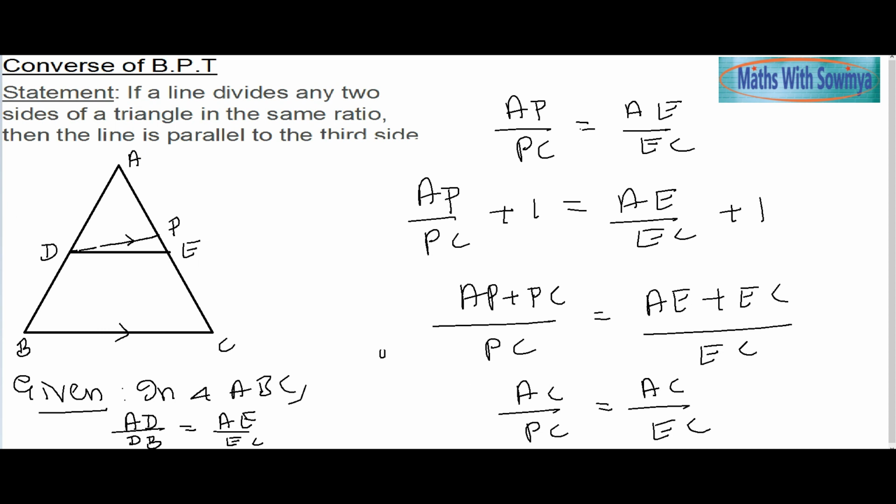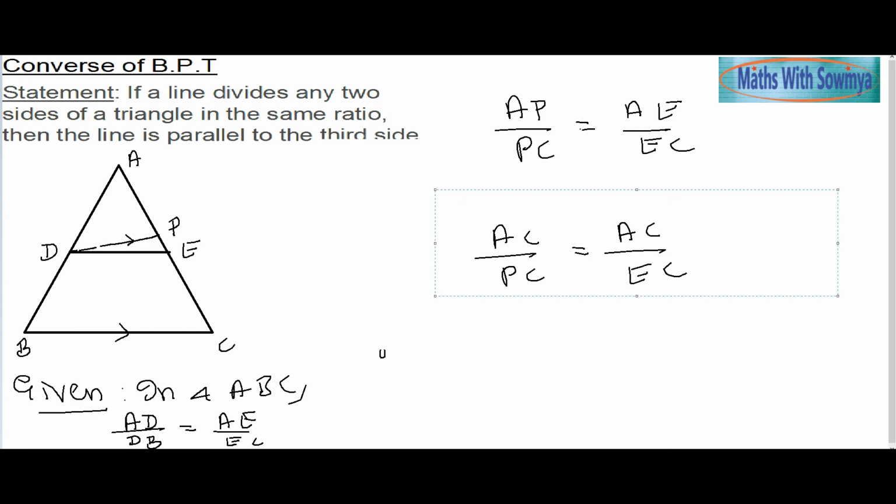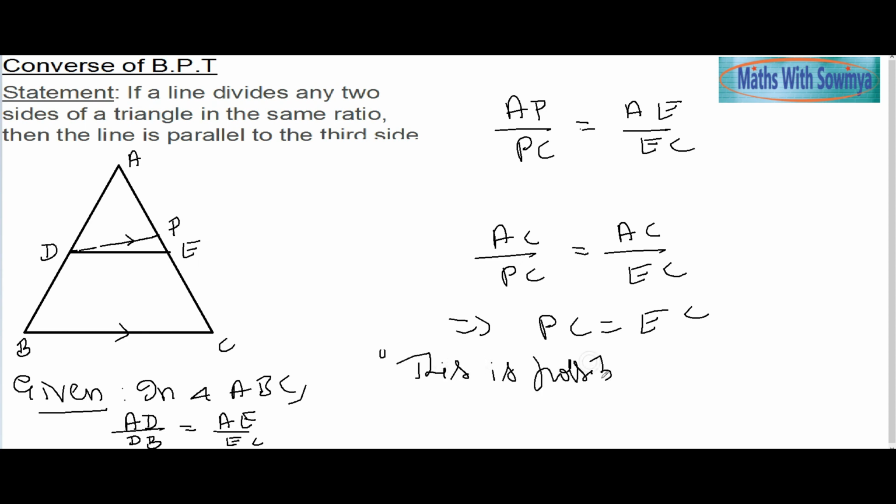This clearly shows that PC and EC are equal here for me. This implies PC is equal to EC. This is only possible if P and E coincide, only if P is equal to E. P and E coincide, which means what? If P and E are same, then DE is obviously parallel to BC.